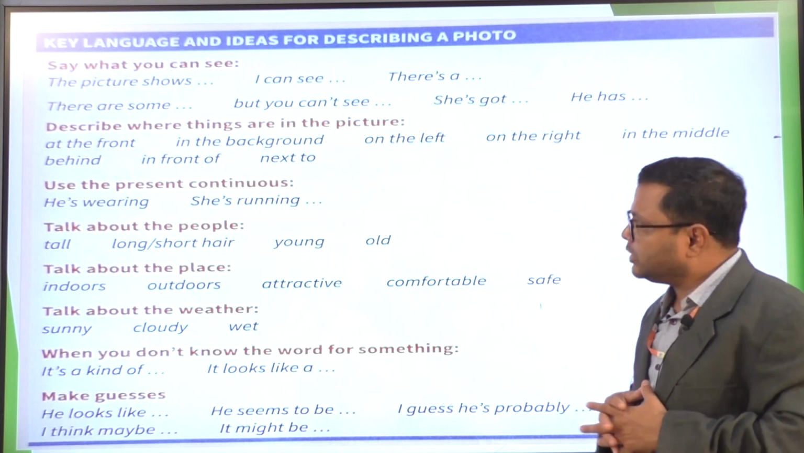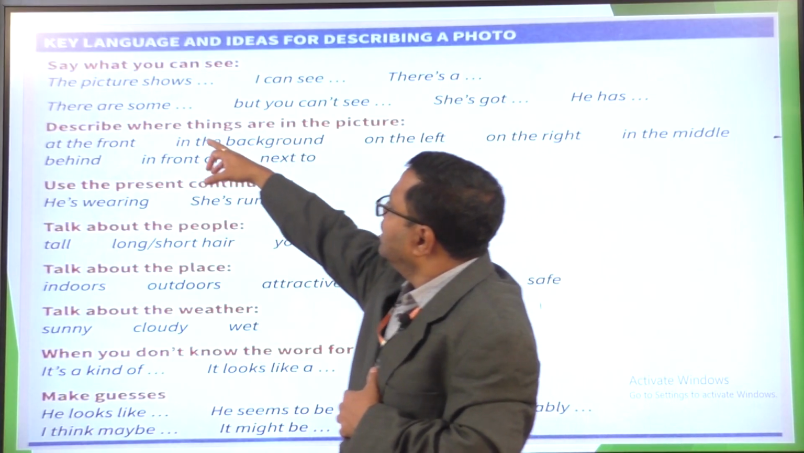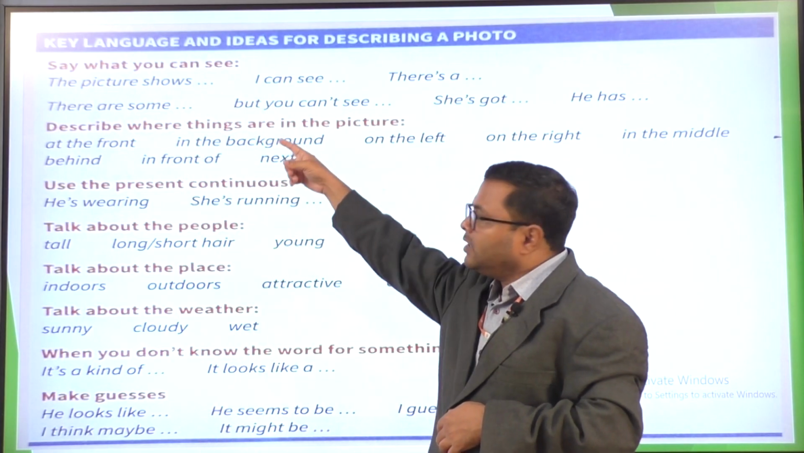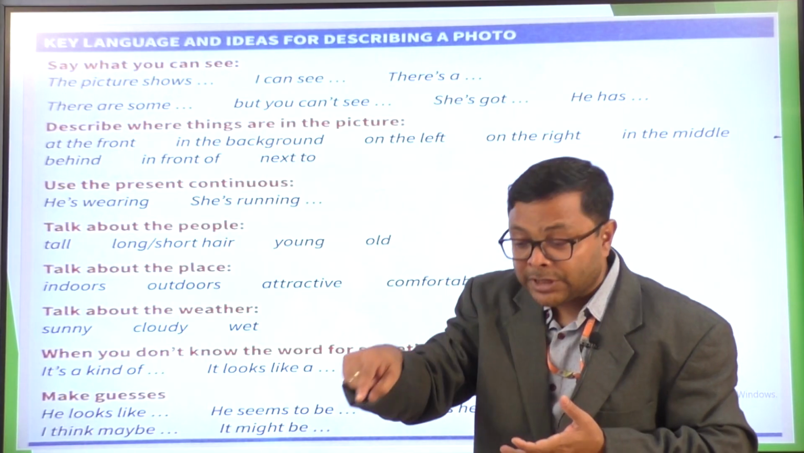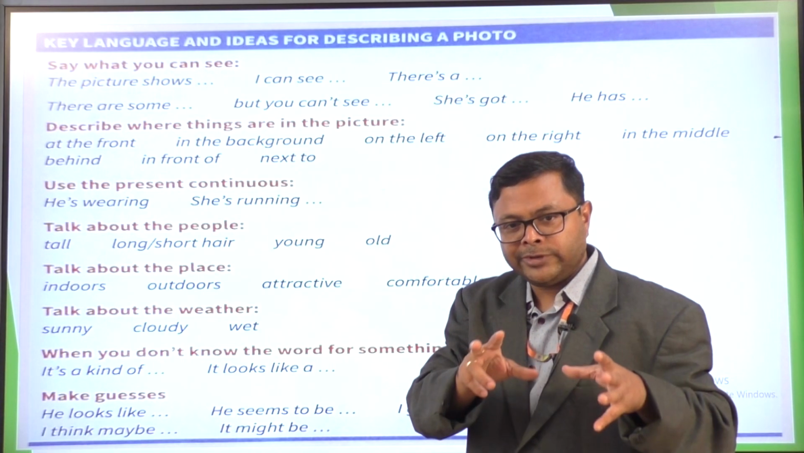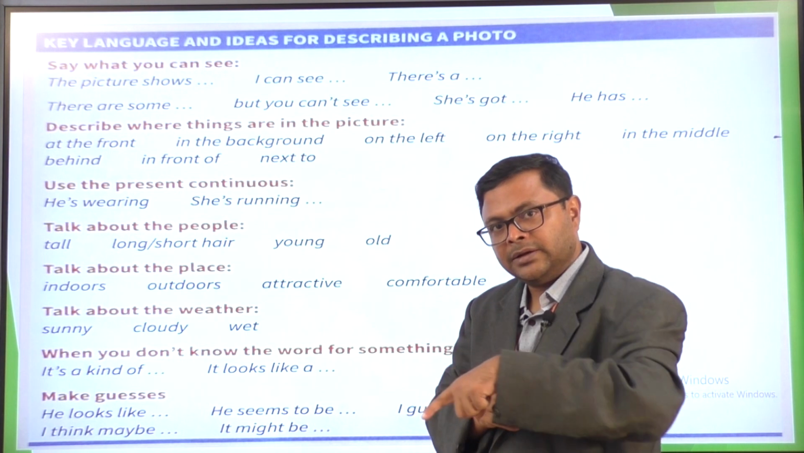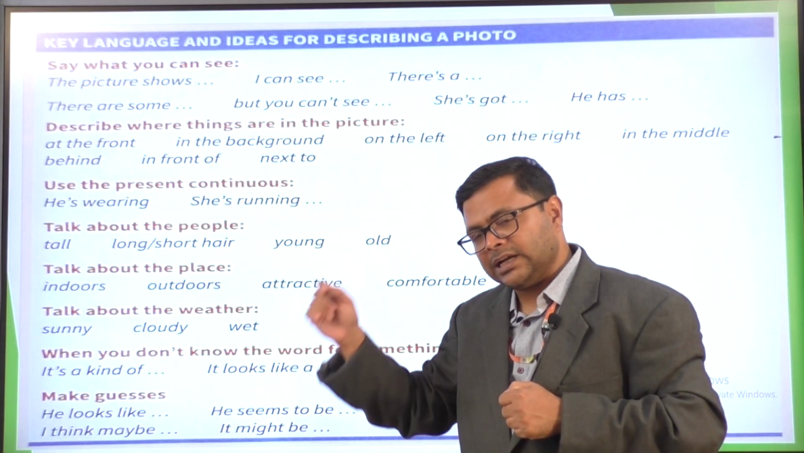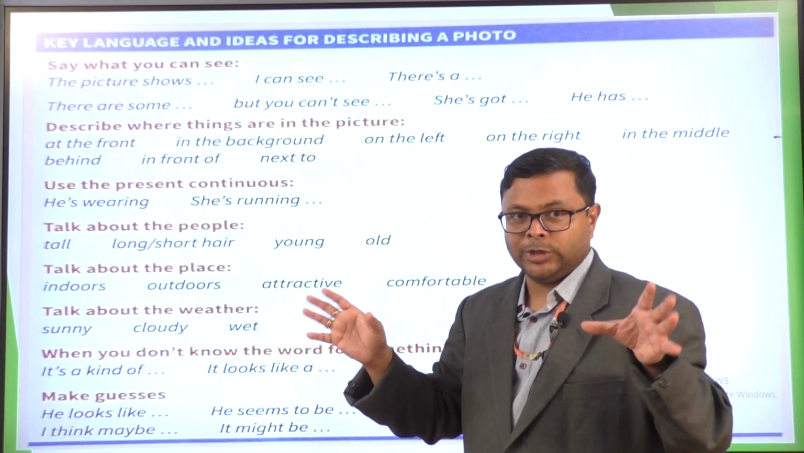Some key language you have to use in this part for describing the picture: first expression, say what you can see. The most general thing you have to use is "this picture shows". Remember, while describing a picture, two of you will be there. One of you has to listen while the other is describing, then the second person has to listen to the first. Do not interfere in between.